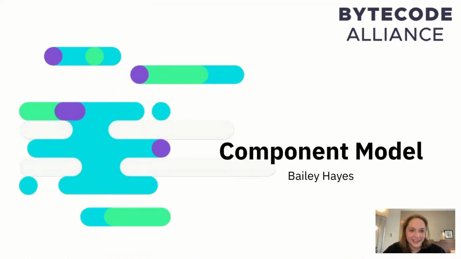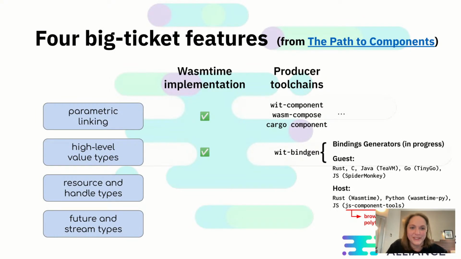Okay, I mentioned it already, so I've kind of already spoiled it, but I wanted to give just another high-level shout out to all of the component model work that's happening across many different tools and projects across the Bytecode Alliance. There are many different producer toolchains, like Cargo Component, Wasm Compose, and Wit Component. Wasm Compose and Wit Component are producer toolchains that are in the wasm-tools project. Cargo Component is basically a higher level tool that consumes some of those, specifically for building with Rust projects.